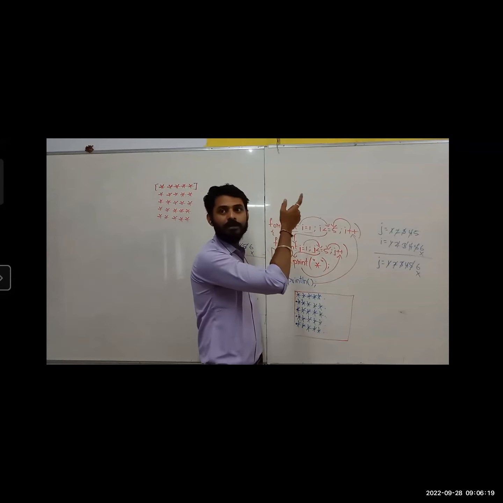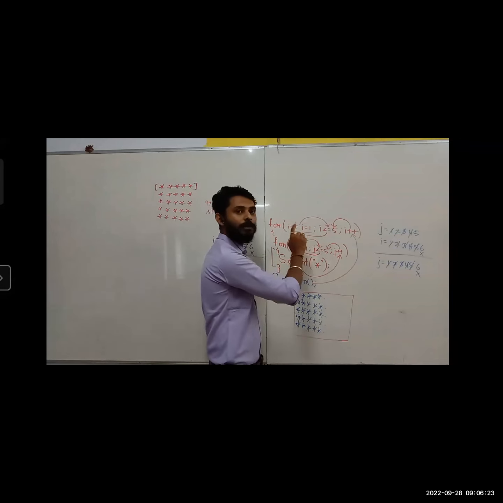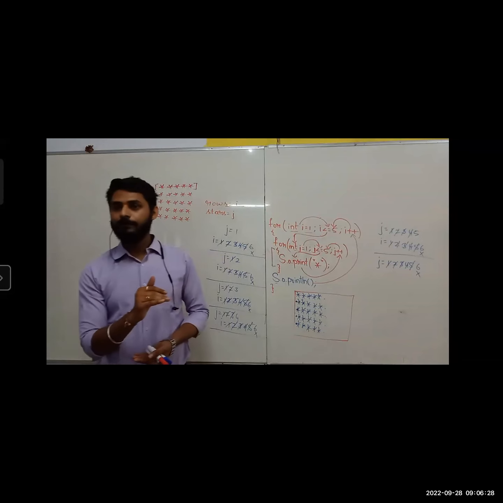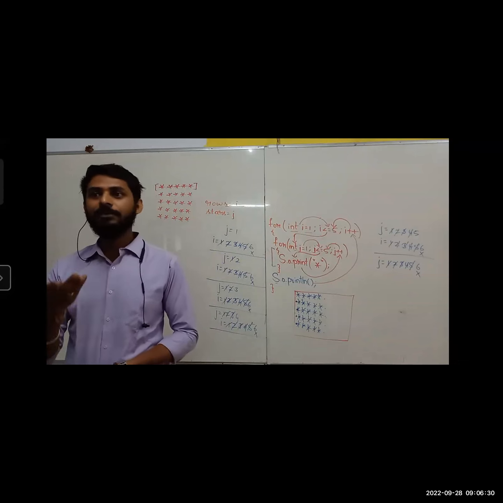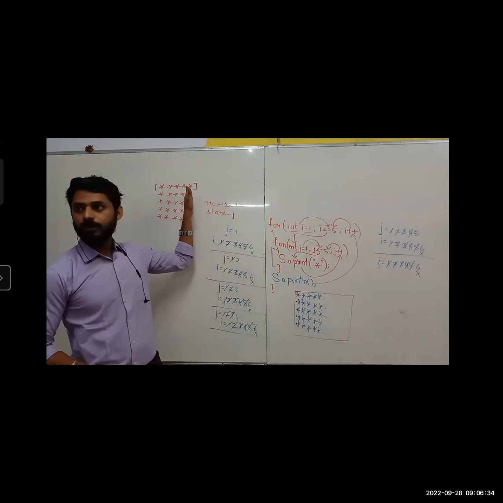What is my limit? My limit is 5. Means 5 rows I want. Out of which i equal to 1 means I'm dealing with the first row. And I'm checking, is it within my limit? My limit is 5. Is it within my limit? Yes. If it is yes, inside that row, do some task.